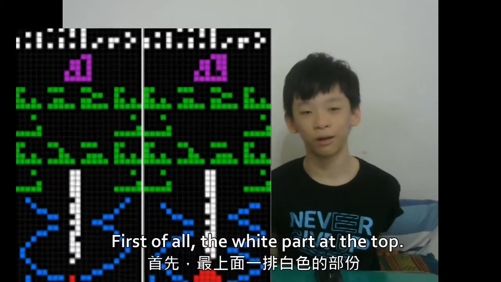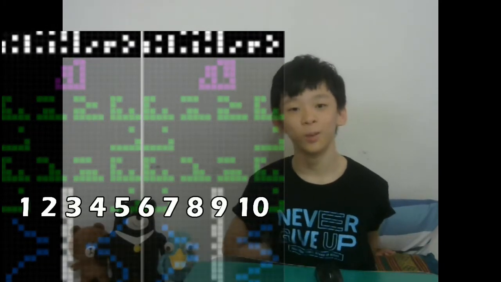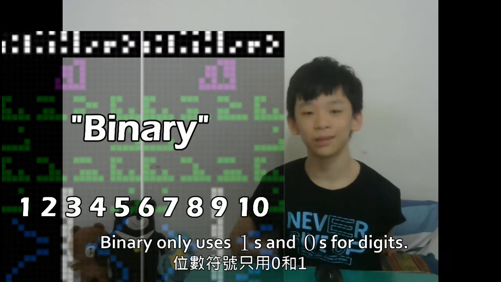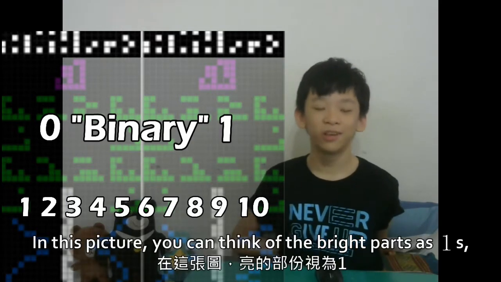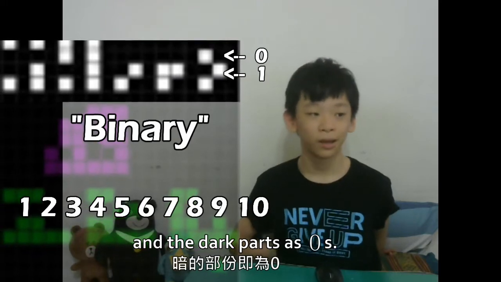First of all, the white part at the top. Those represent the numbers 1 through 10, but in a system called binary. Binary only uses ones and zeros for digits. In this picture, you can think of the bright parts as ones and the dark parts as zeros.